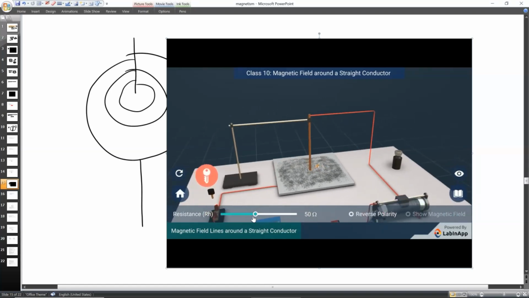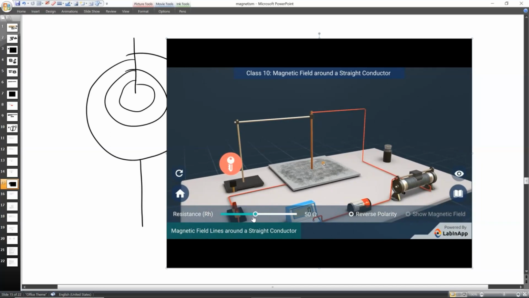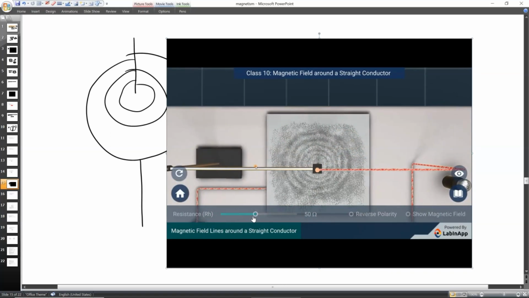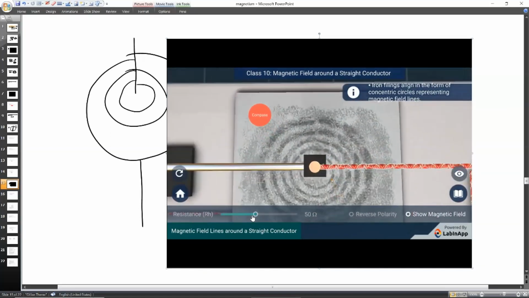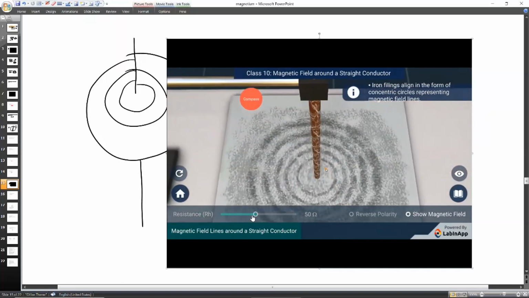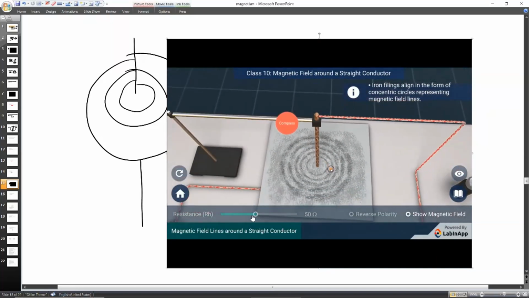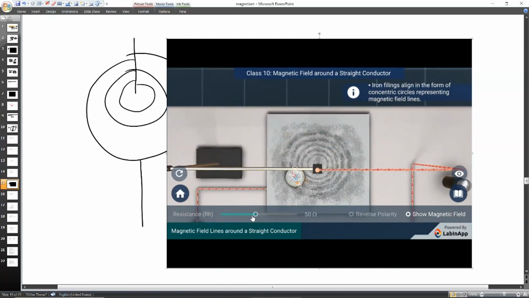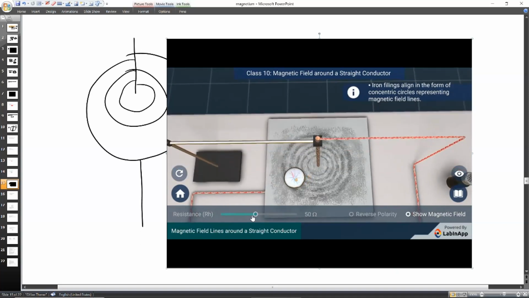Insert the plug key and observe. We can observe that the iron filings are aligning in a pattern of concentric circles. These represent magnetic field lines. Let's place the compass over these lines. The direction of the north pole of the compass represents the direction of these magnetic field lines. By moving the compass over the lines, we can see the direction at each point.